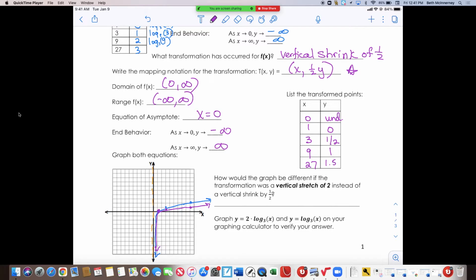All right, let me get back to this question. How would the graph be different if the transformation was a vertical stretch instead of a shrink? What do you think that would do? Yeah. Twice as tall vertically, I guess.